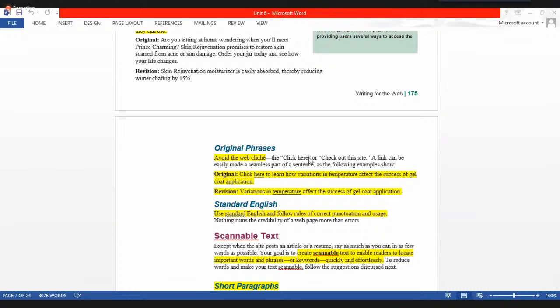Avoid the web cliche. Use original phrases, the phrases that you use in writing.